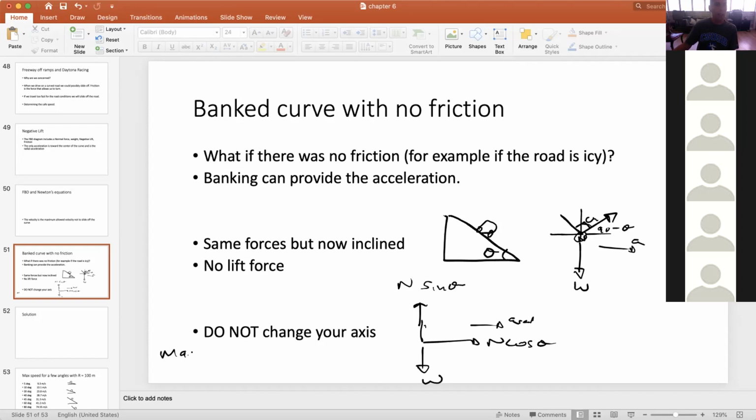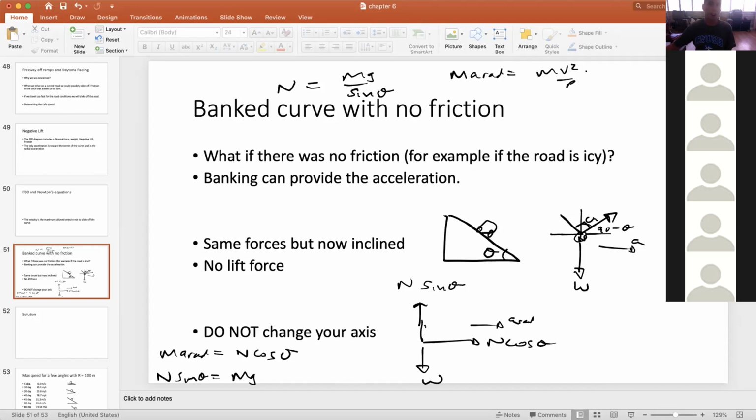So you would get M A rad is equal to N sine theta, and N cos theta is equal to mg, which means that N is equal to mg divided by cos theta, and M A rad, which is m v squared over r, is equal to N sine theta, so mg tan theta. Getting rid of the m's, solving for v, this becomes the square root of g r tangent theta.